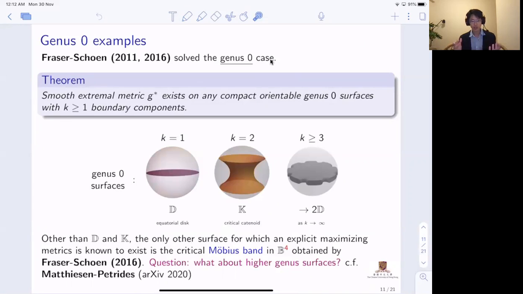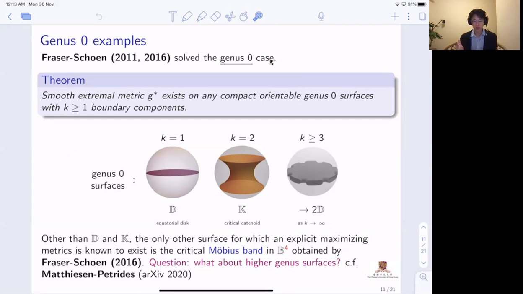Other than this genus 0 example, there's only one, as far as I know, explicit extremal metric which is known to exist. This is given on the Mobius band, called the critical Mobius band. It can be realized as a free boundary minimal surface in the 4-dimensional ball, embedded there, but not in dimension 3, because the Mobius band is not orientable, so it cannot be embedded inside the ball of dimension 3. The smallest dimension it can be embedded in is dimension 4.